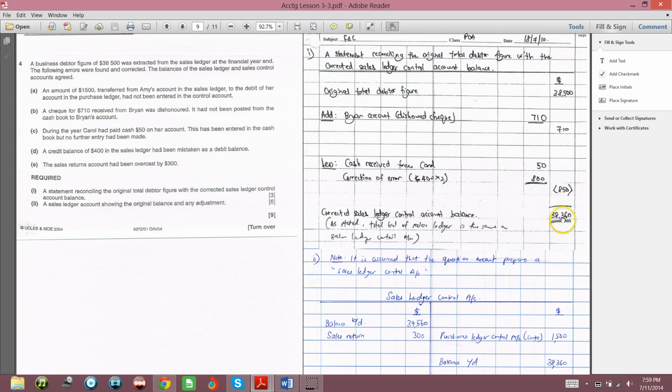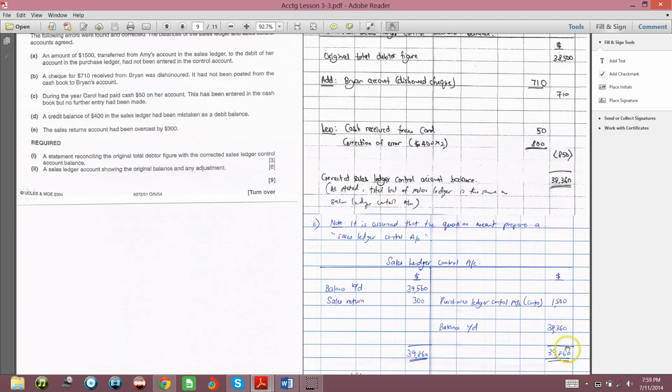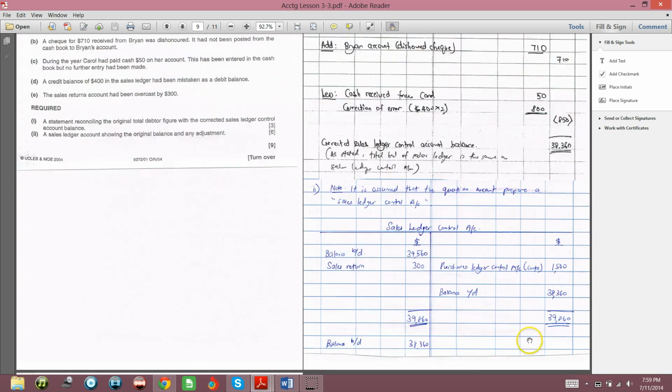So this 38,600 should also be the same figure as the corrected sales ledger control account figure. So the balance carried down is this one also. So then I work backward. That means this one add this one, I get this one. This figure, I put the same figure here. This one minus this one, I will get 39,560. Okay, so I completed this question.